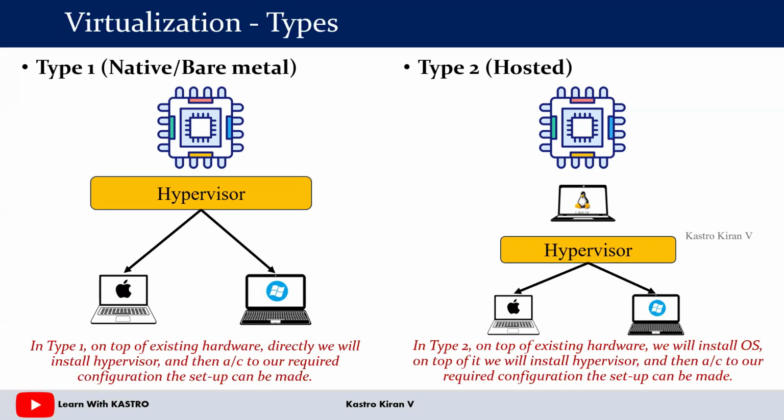In type 2, I will have the existing hardware components. In that, I am going to install the operating system. On top of the operating system, I am going to install the hypervisor software. On top of the hypervisor software, I am going to install the operating systems that I need. That's called a type 2. So this is the simple difference between type 1 and type 2 virtualization.